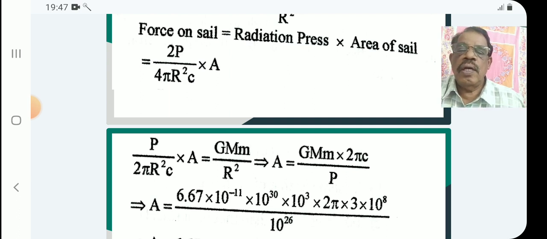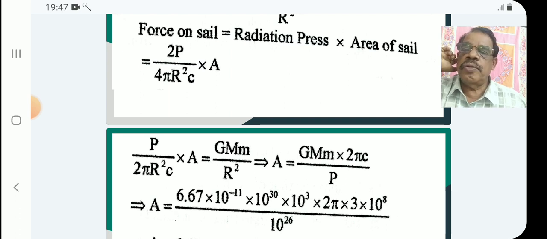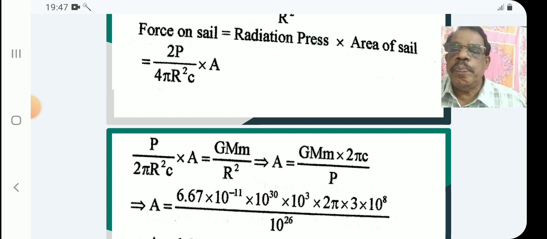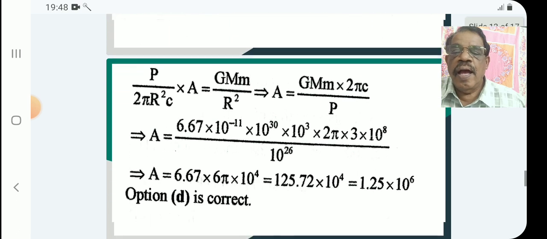A is equal to GMm by 2 pi C by P. On putting the values and cross multiplication, we get A is equal to G M into small m by 2 pi into C by P. Put all the values and calculate.